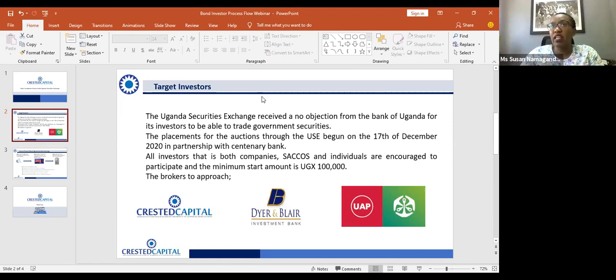That is Crested Capital, Dan Blair, UAP Financials. If you approached any of these brokers right now, it would be possible for you to buy government securities. And this we started in partnership with Centenary Bank, that was selected by the Uganda Securities Exchange to be our primary dealer for all the brokerage firms. So this began on the 17th of December 2020.